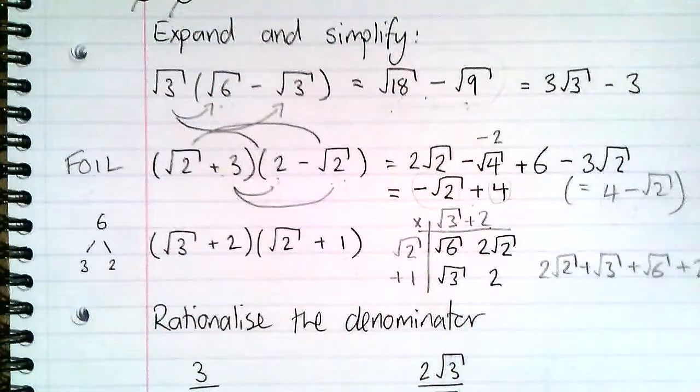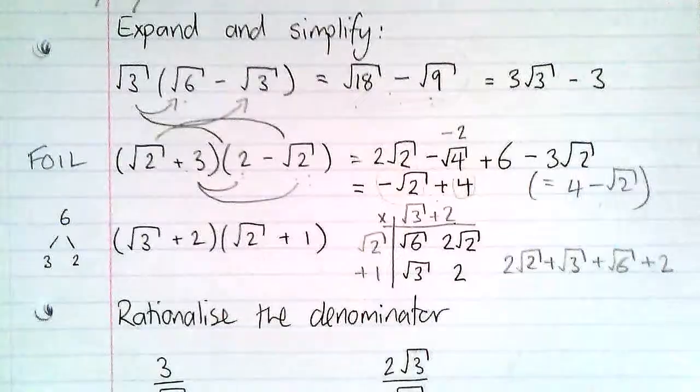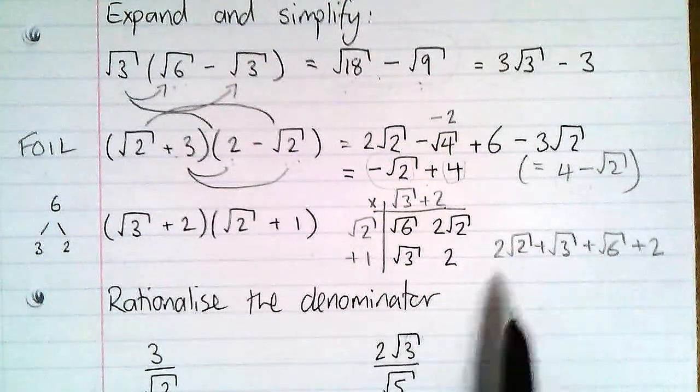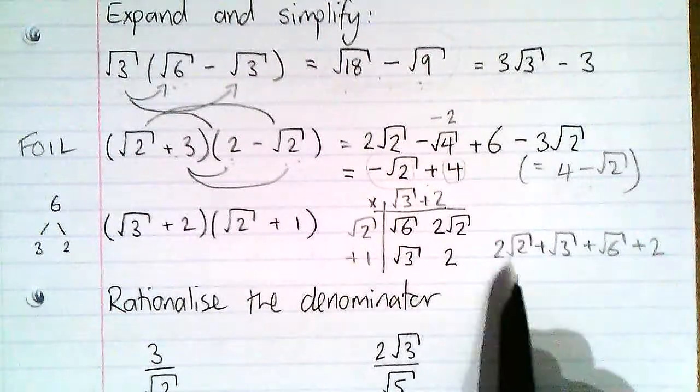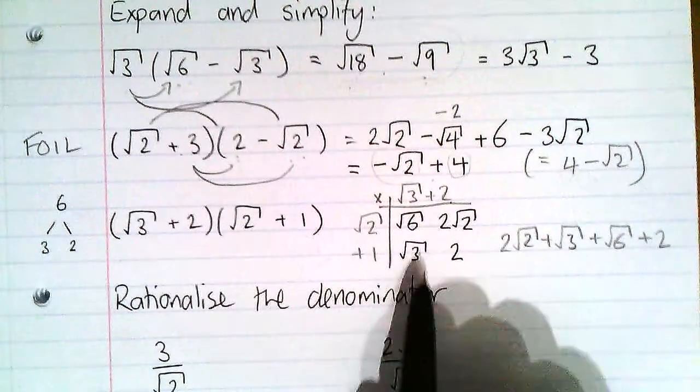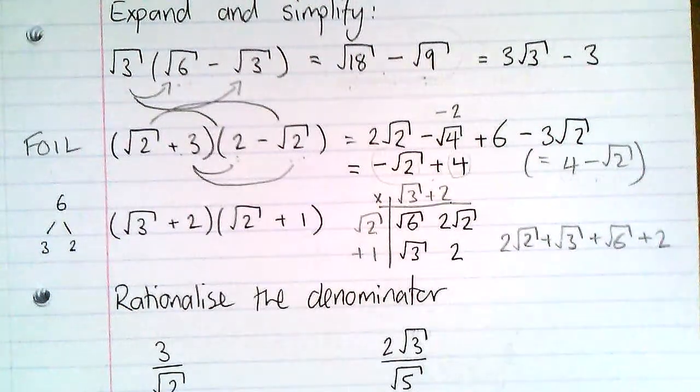Now the order that you write that doesn't really matter. I don't particularly think there's any conventional way of writing surds. I've just written them here going up in numerical order in terms of the surds, so 2, 3, 6. But any order that you put that in, so long as any negatives that are attached to any particular terms stay with them, you'll get full marks.